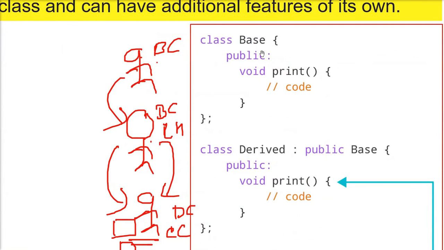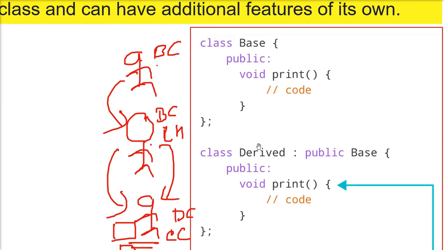Okay. Now this is the base class. We have a print function. Then you made a derived class which is inheriting base. Okay. So both the functions are the same here.